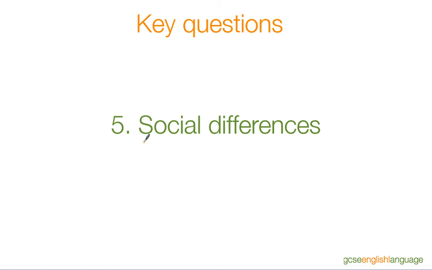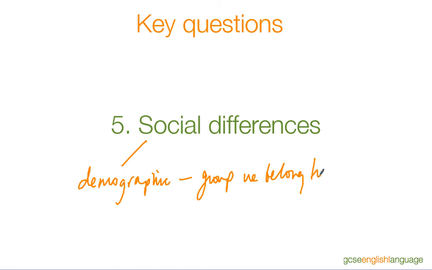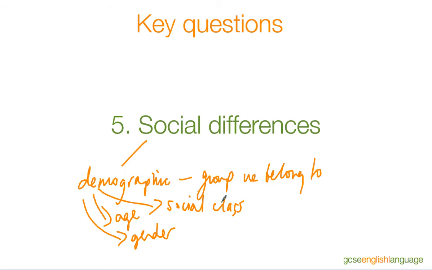And then this idea of social difference, what we call a demographic. A demographic is the group that we belong to. It can link to age, it can link to gender, it can link to social class, and so on and so forth. So the texts will appeal to different demographics, different social groups, and these differences both shape the media and are shaped by the media. I'll talk about that in more detail in a moment.